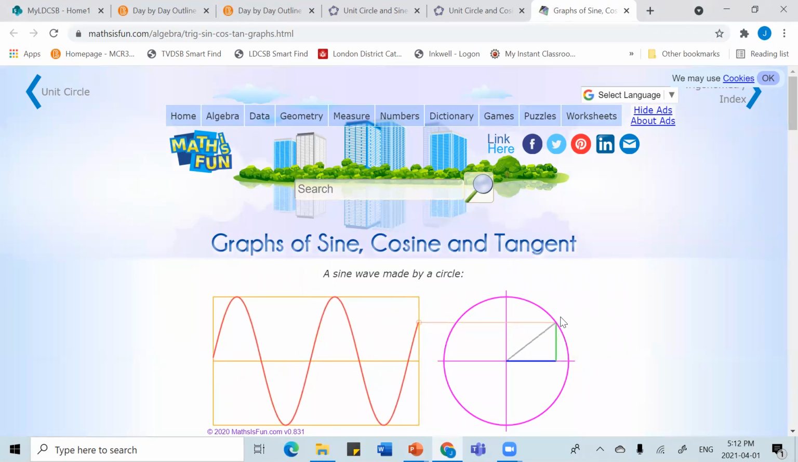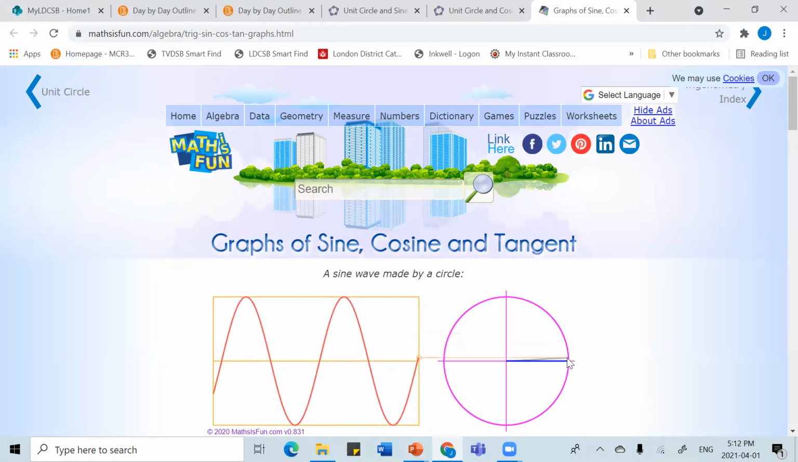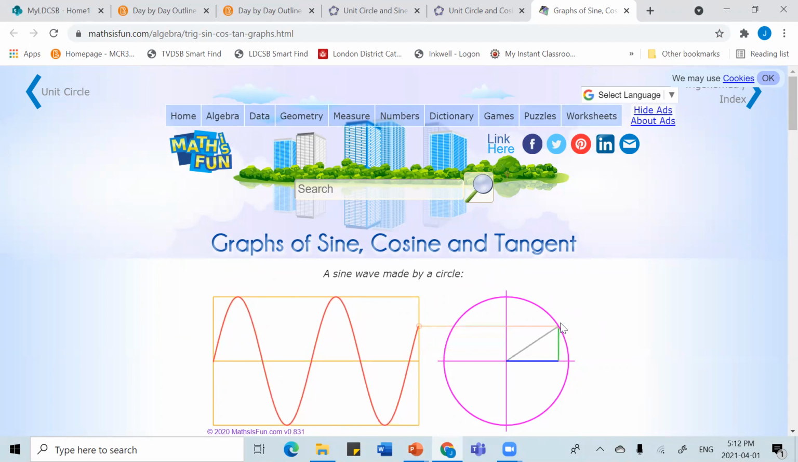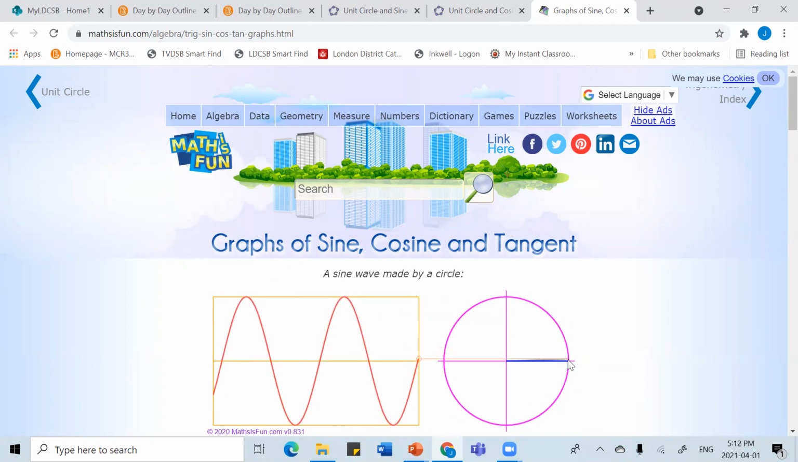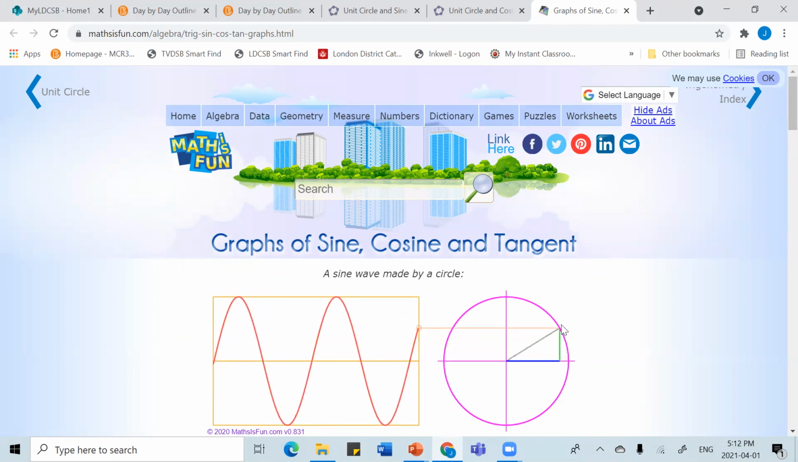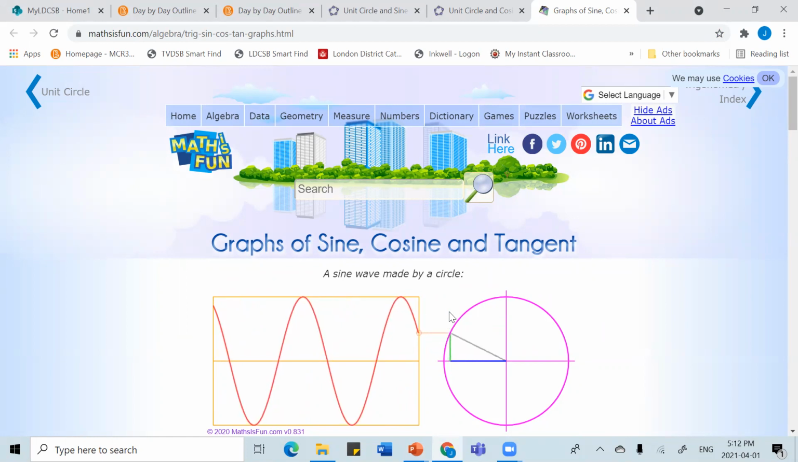And then of course, now my vertical distance from the origin is going to increase, right? So I can see here, I start off at 0. So look at the green line there. Start off at 0, and then I increase up. And notice what's happening on the graph on the left-hand side.